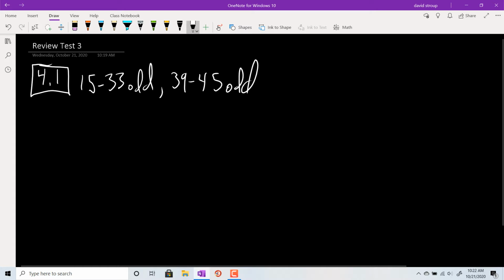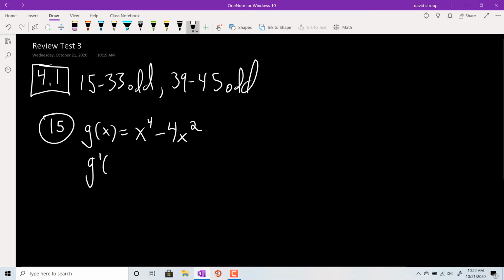Okay, so in 4.1, we introduce the idea of critical numbers. These are going to be the places where you have maxes and mins. Basically, critical numbers occur at places where the derivative does not exist or the derivative is equal to 0. So we're working with the derivative.